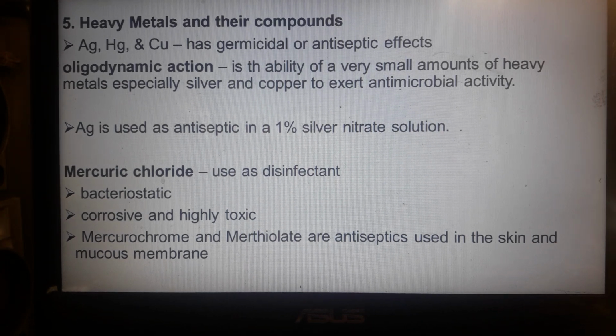Okay, mercurochrome and merthiolate are antiseptics used on the skin and mucous membrane, but necessary precautions or reminders to those who are using this one, because it contains mercury, so it will really cause damage to our tissues in high amount.